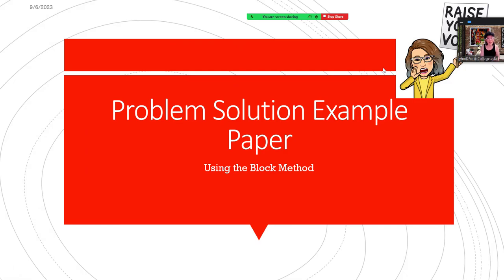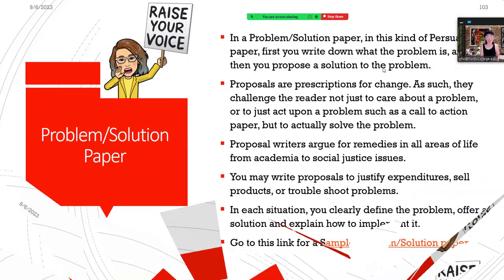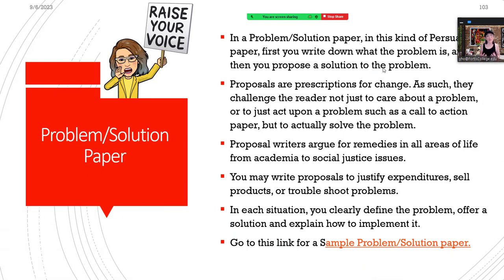And the last kind of persuasive essay is a problem solution example paper. So here in the problem solution paper, in this kind of persuasive essay, first you write down what the problem is, and then you propose a solution to the problem. Proposals are prescriptions for change. As such, they challenge the reader not just to care about a problem or just act upon a problem, such as a call to action paper, but to actually solve the problem.